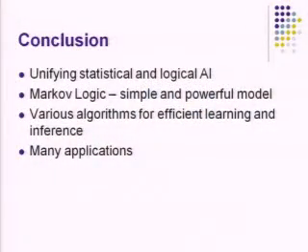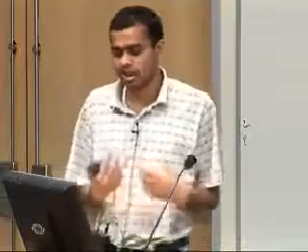And finally, conclusion and future work. So in conclusion, I tried to present that unifying statistical and logical AI is an important aspect which could really speed up the progress in AI, providing the interface layer. Markov logic could be one potential choice. It's a combination of logic, very simple and powerful models, and various algorithms I presented for efficient learning and inference. I should definitely mention that there are many more learning and inference algorithms which I did not get time to talk about.